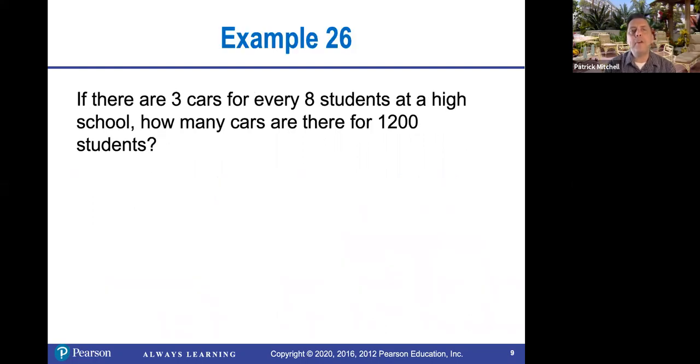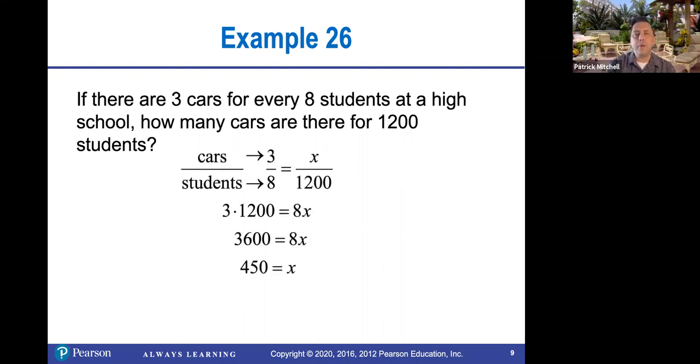Here's another example. If there are 3 cars for every 8 students at a high school, how many cars are there for 1,200 students? So we'll use a proportion to solve this problem. So we'll say 3 cars are to 8 students as x cars are to 1,200 students. 3 is to 8 as x is to 1,200.